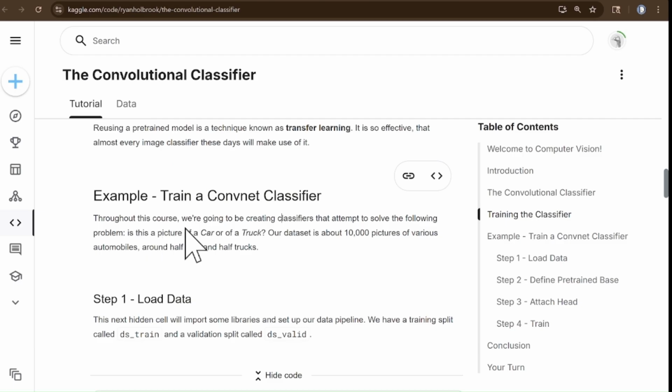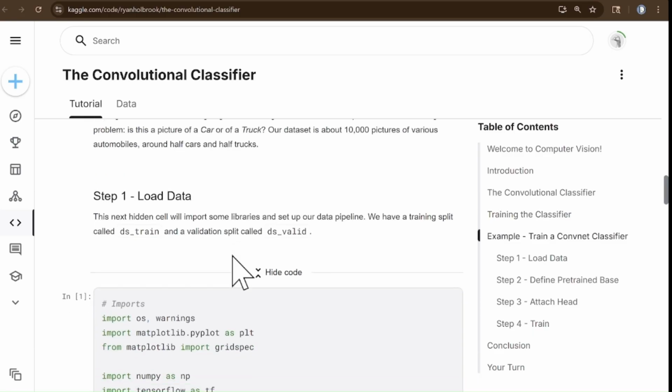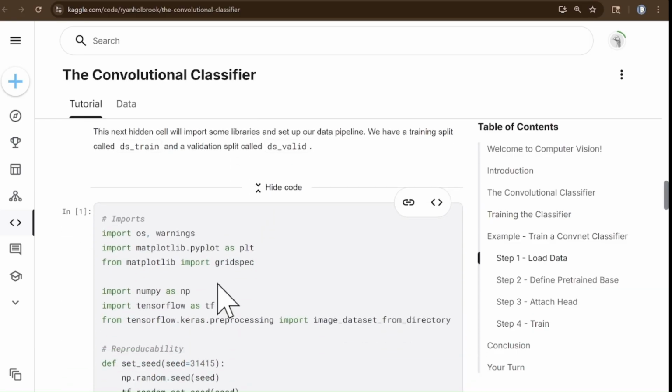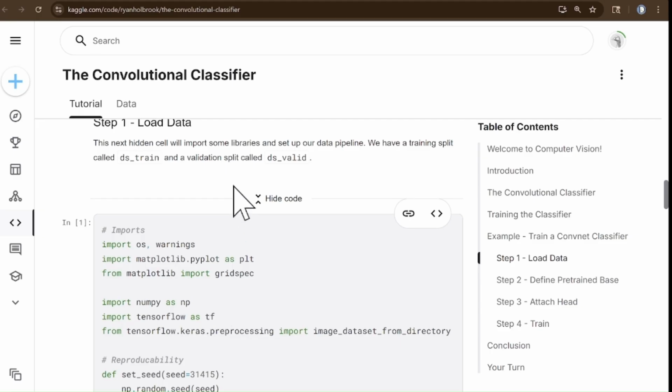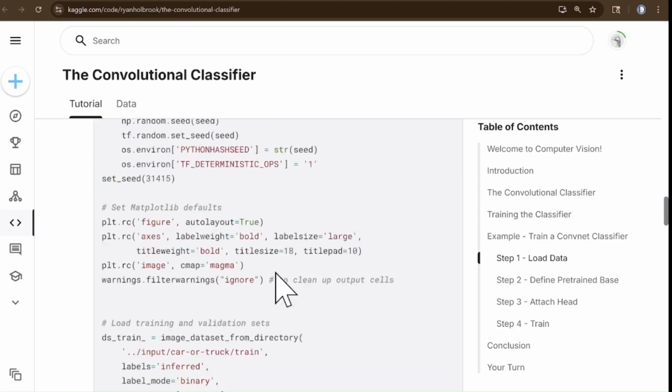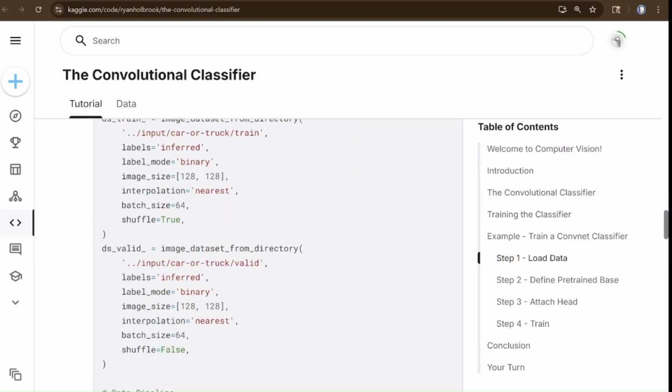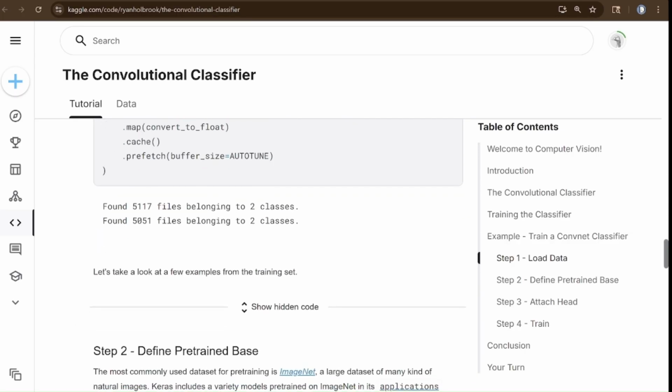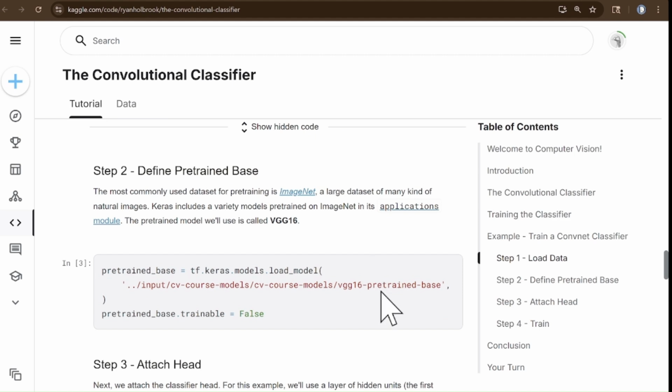Okay. Throughout this course, we are going to learn creating classifiers that attempt to solve the following problem. Is this a picture of a car or a truck? Our dataset is about 10,000 pictures of various automobiles. Fine. Load data. This is the code. This is just for loading the data, some library, setting up the data pipeline. This is the training dataset. This is the validation dataset. Okay. I hope you know what is training dataset, what is validation dataset. Now define pre-trained base. Base, pre-trained. So the most commonly used dataset, you know, is ImageNet. On ImageNet, many models are trained in Keras.